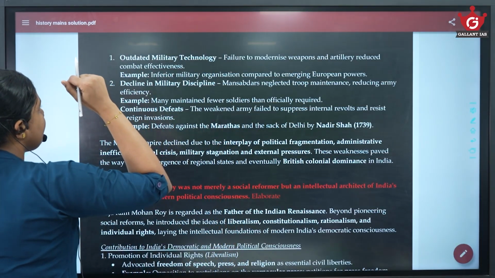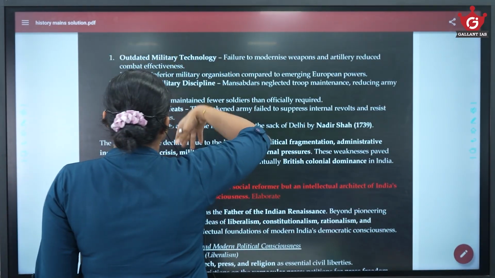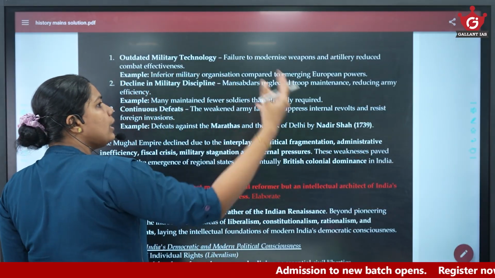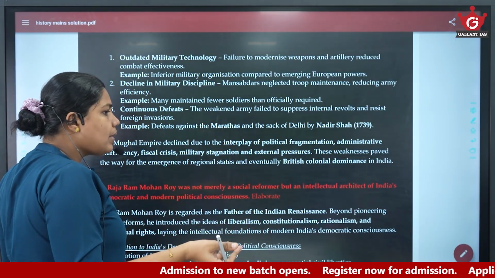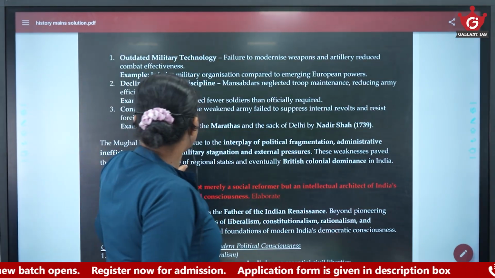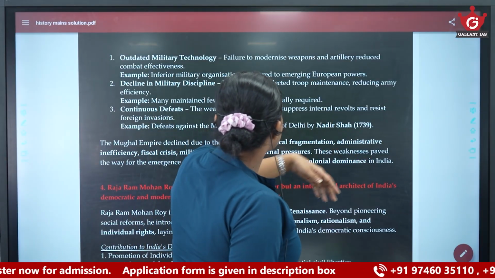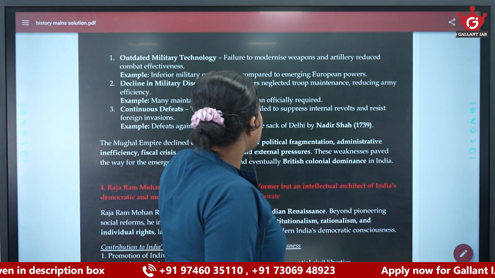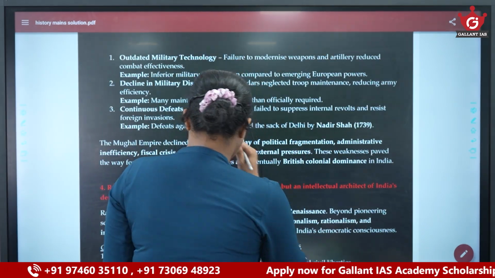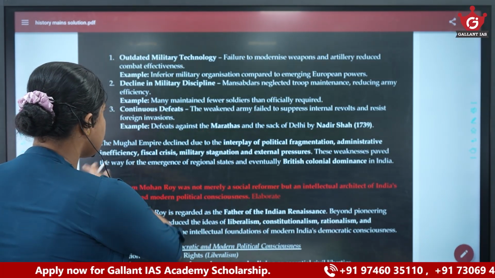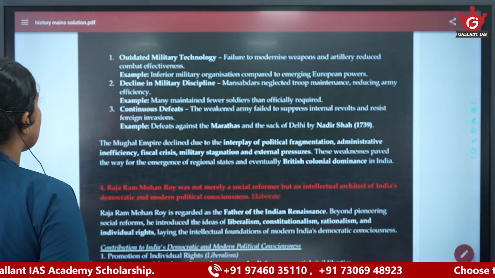Next is the decline in military discipline. Mansabdars, we talked about it earlier. Mansabdars neglected troop maintenance. So what happened? When foreign or European invasions came, India was helpless at that point of time. Then continuous defeats. The weakened army failed to suppress internal revolts, especially against Marathas, and the attack on Delhi by Nadir Shah. Okay, so we have effectively discussed the 4 dimensions asked in the question, and now we go to the concluding part.